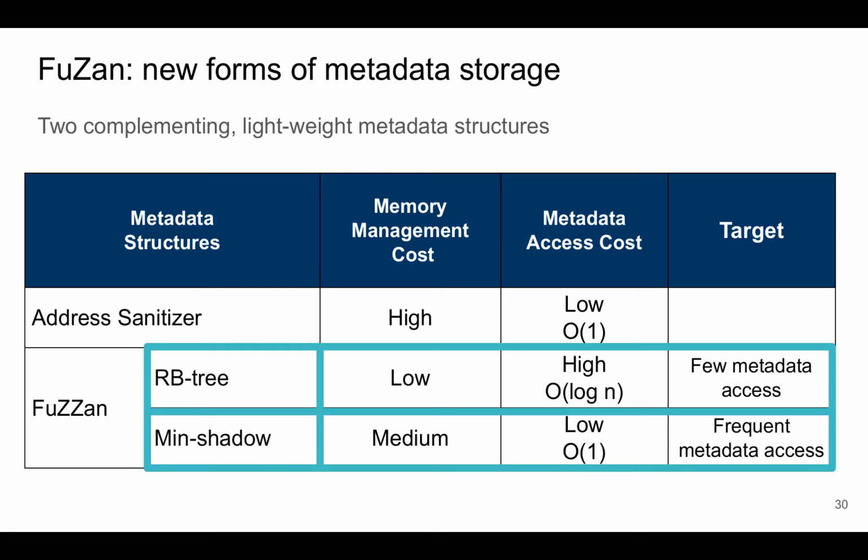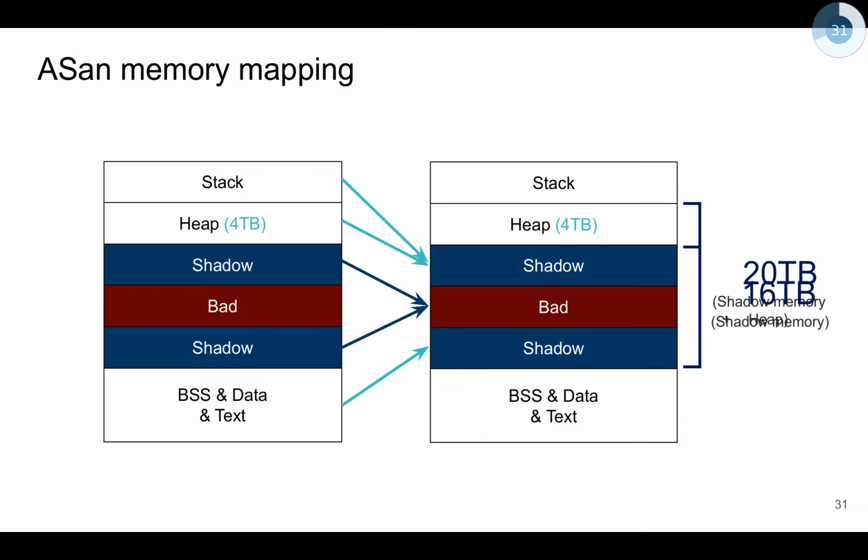So this only works if you have very few reads and writes in the program towards the target data structures. So this only works if there are very few accesses. Min shadow is like a middle ground where we try to optimize and compress the address space to keep 0.1 metadata access in a smaller address space. This is for frequent metadata access, but in a constrained address space. Let's talk a bit more about that.